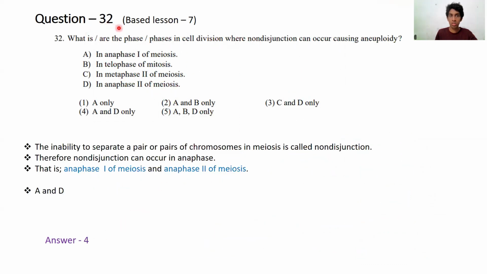Question number 32. It is based on the 7th lesson. What is or are the phase or phases in cell division where non-disjunction can occur causing aneuploidy? What is non-disjunction? The inability to separate a pair or pairs of chromosomes in meiosis is called non-disjunction. So therefore, non-disjunction can occur in anaphase. That is anaphase 1 of meiosis and anaphase 2 of meiosis. So the correct phases are A and D. So the correct answer is 4.